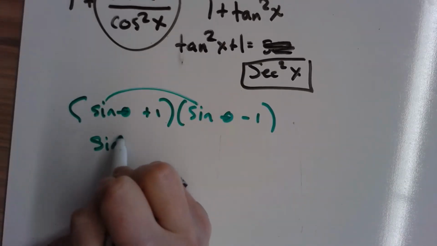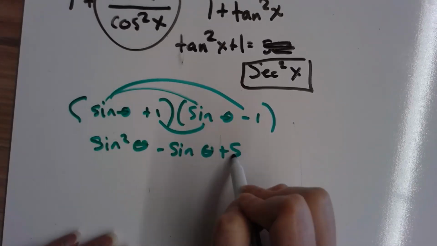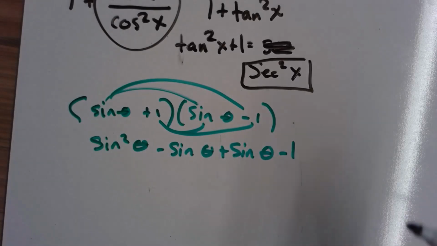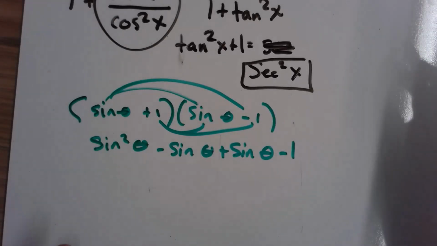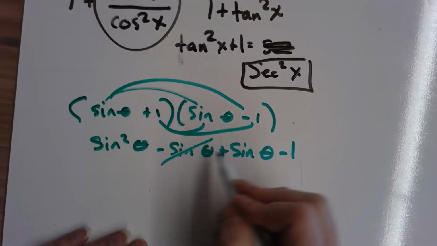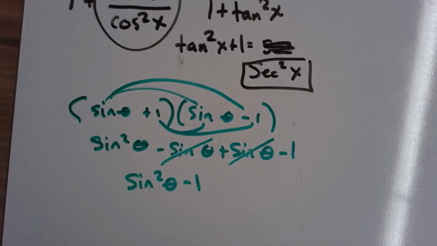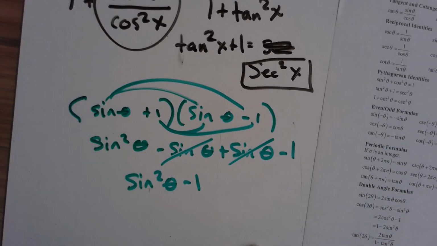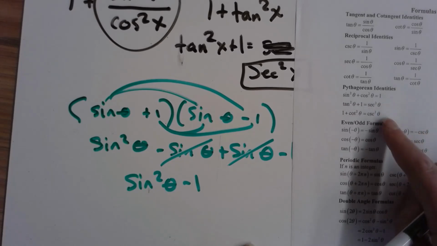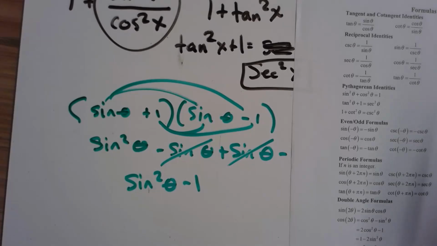So that's sine squared theta minus sine theta plus sine theta minus 1. Okay, if you notice I did theta instead of x, same thing, it doesn't matter, x, theta, it's just a variable. So our middle terms are going to cancel out. I have sine squared theta minus 1. Ooh, the squared and the 1 makes me want to look at my Pythagorean identities. But if you notice, I don't have any minus 1. But could I change some of this around to get this to work?